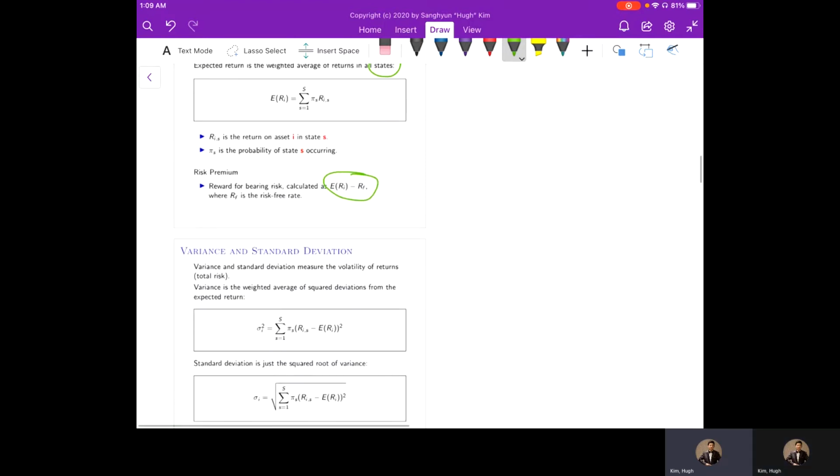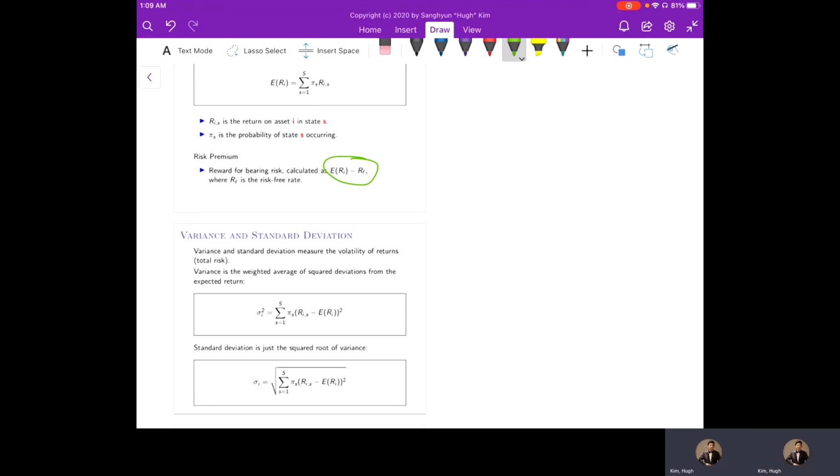Next, variance and standard deviation. They measure the variability or volatility of returns, which is total risk. Variance is probability weighted average of squared deviations from expected return. Standard deviation is just the square root of variance. Because we take the square root here, which sort of cancels the square over here, standard deviation has the same unit as the expected return.